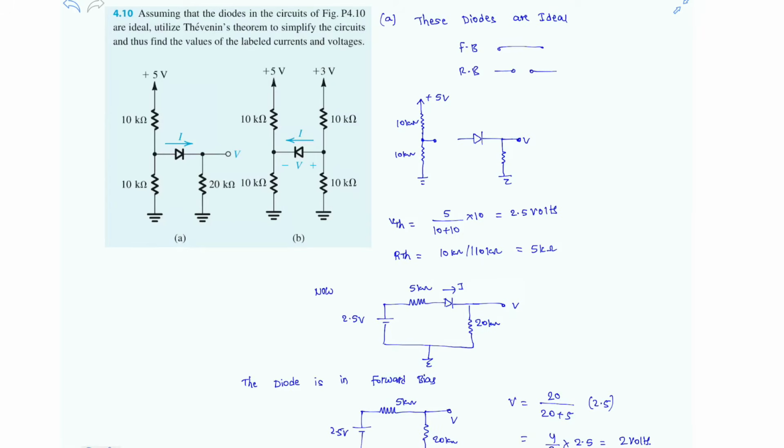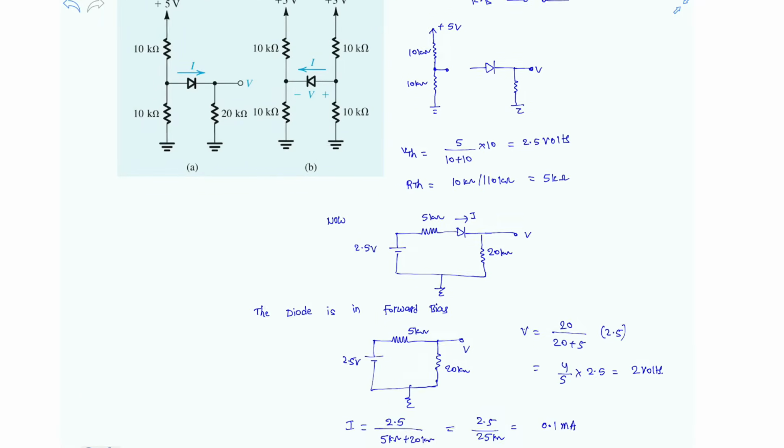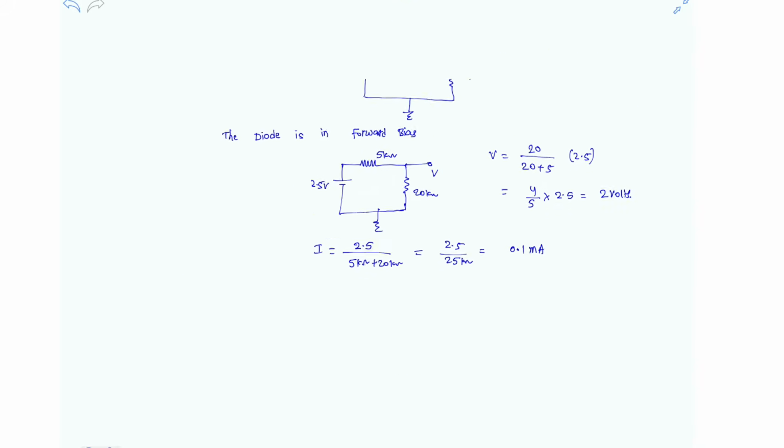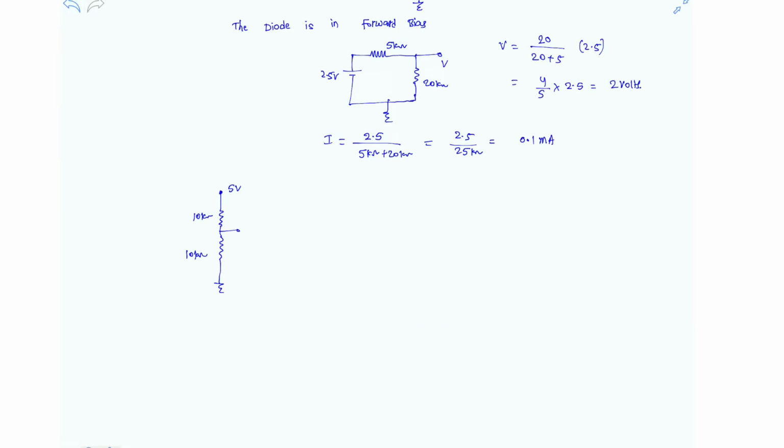Now let's go with part B. So here also the same scenario is there. Now let's decompose the circuit into three parts. The first part is the left side one. Here it is clearly 5 volt and 10 kilo ohm as seen before. And the second part is the diode. And the third part is again a voltage divider circuit, but here the voltage is only 3 volts I think.